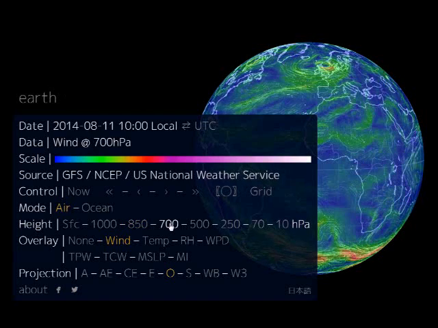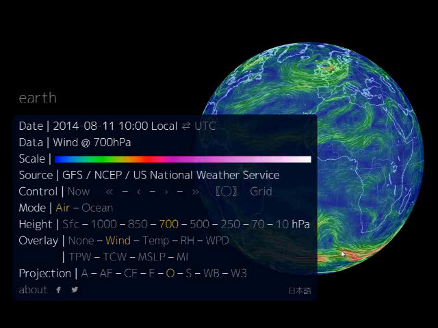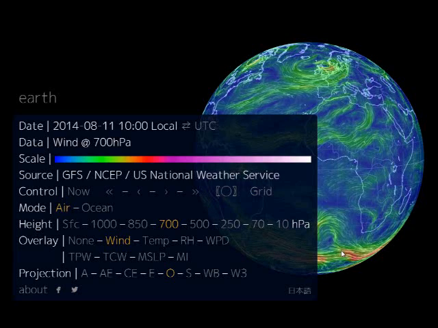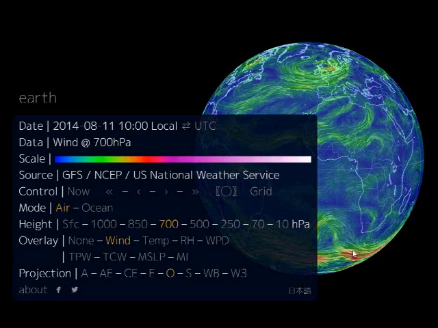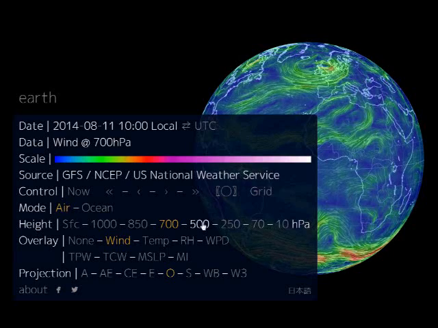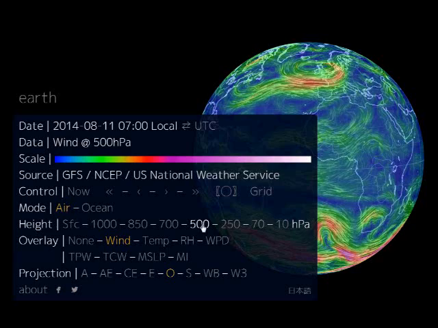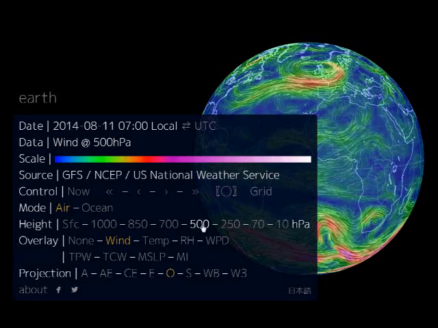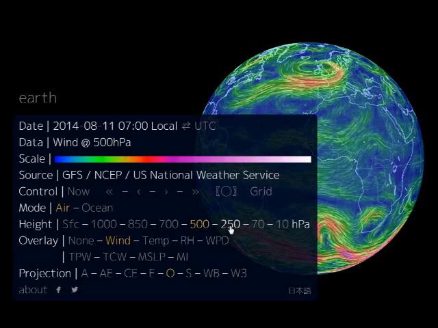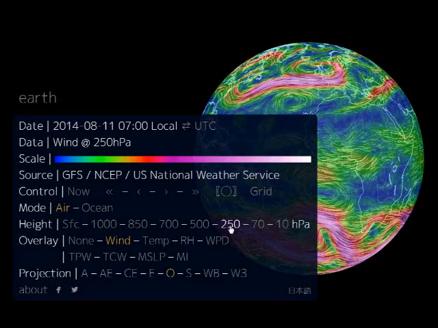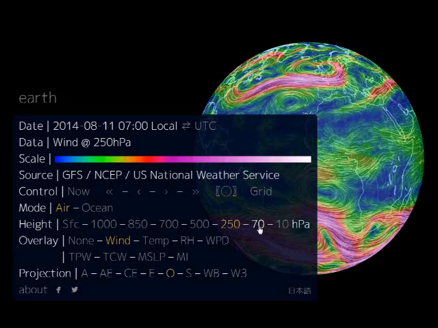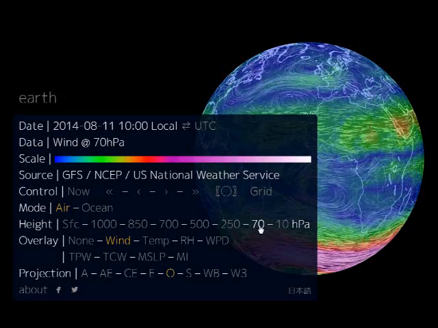So at 700 we'll start to see a little bit more. We can definitely see more around the Antarctic region. At 500 HPA we're starting to see again a lot more wind turbulence at these altitudes, and at 250 again it's increasing as we go up. But the reason why I'm doing this is because I want to show you something.